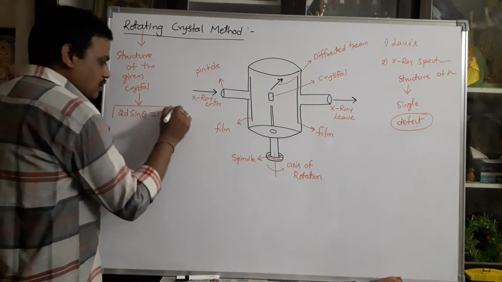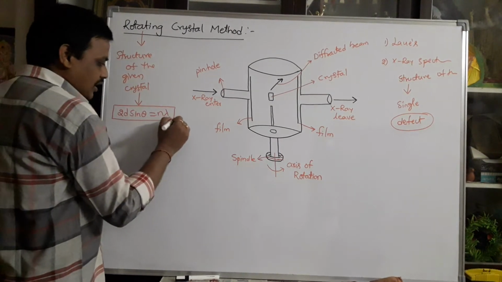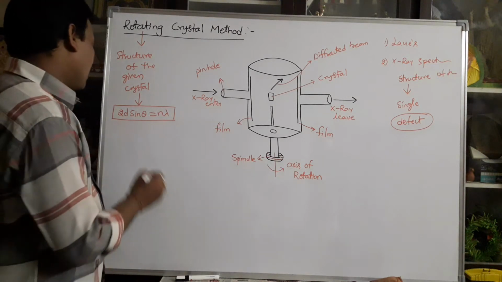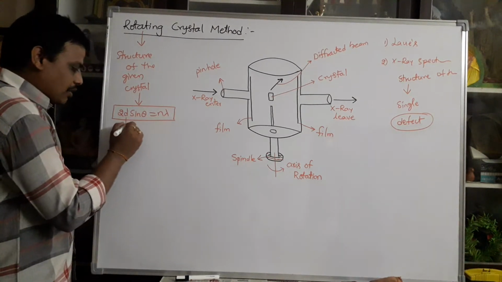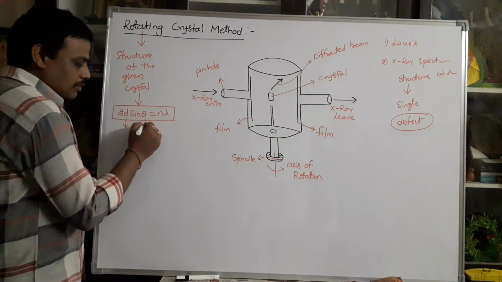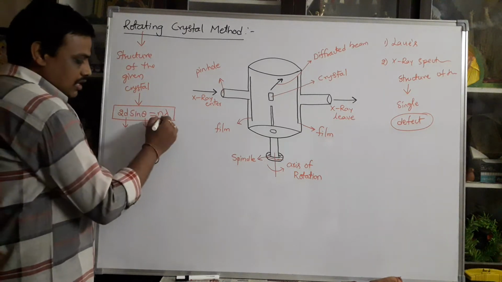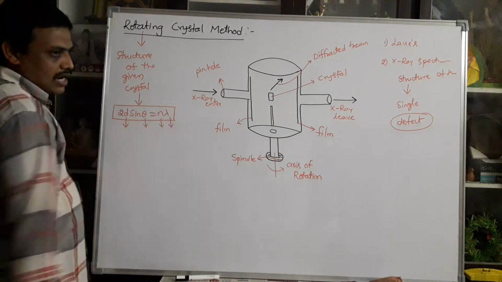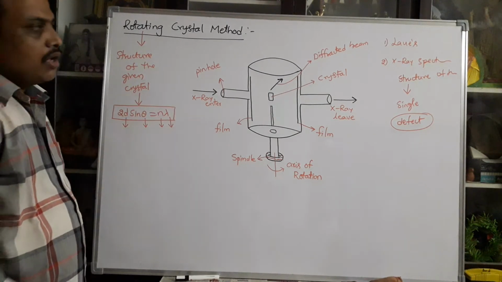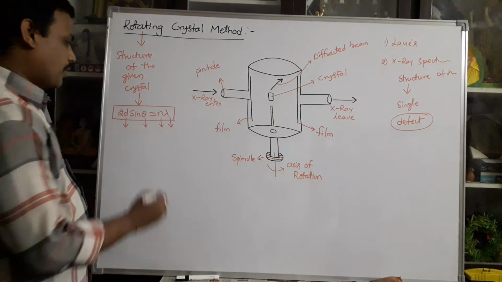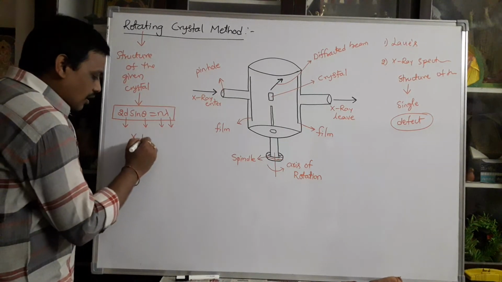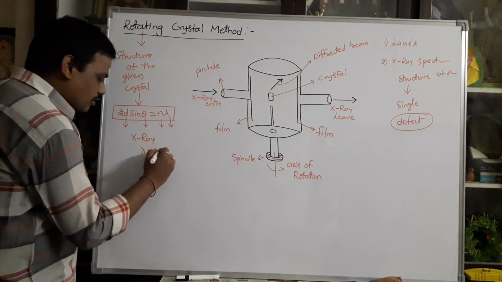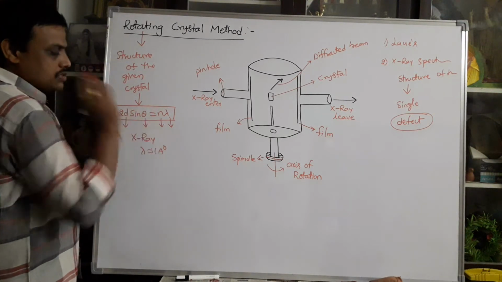In this method we are also using the diffraction condition, 2d sin theta is equal to n lambda. Here d is the interplanar distance, theta is the angle of incidence, n is the order of the spectrum, lambda is the incident wavelength of the rays. Particularly we are using X-rays, whose wavelength is approximately 1 angstrom, so lambda is known.